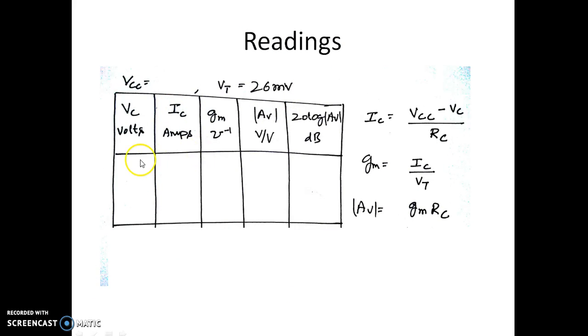These are the readings to be taken. From PC, we can find out IC and the transconductance, and we can verify the theoretical and the practical gm. Now AV is not exactly gm into RC, it is actually gm into RC divided by 1 plus gm RE dash, because RE dash is not totally bypassed. The entire emitter resistor is not totally bypassed.